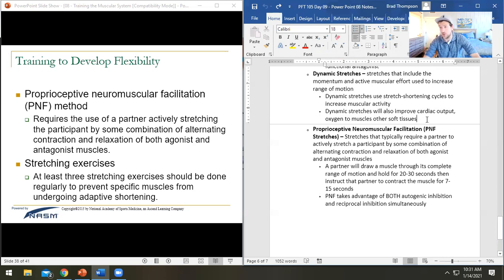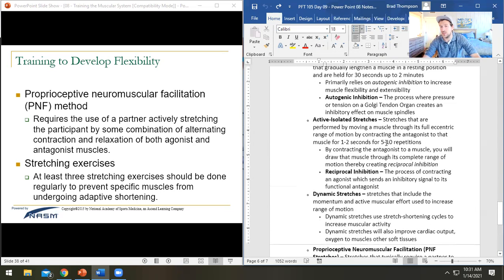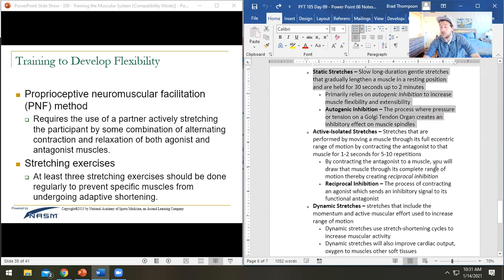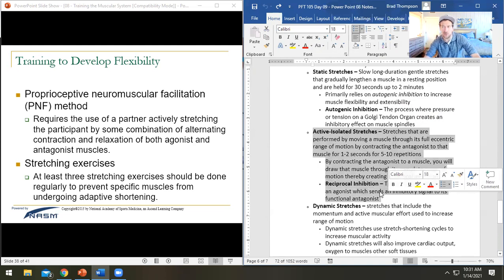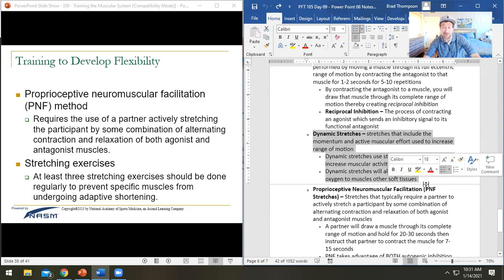And they create those little stretch shortening cycles, which would be great if you're going to lift powerful or if you're going to lift really heavy, but totally inappropriate for a client who's trying to improve their range of motion. So we're starting to see three categories of stretches here. We've got static stretches for increasing range of motion, active stretches for increasing range of motion without losing any strength, and dynamic stretches, which actually might decrease range of motion, but they will increase power output.